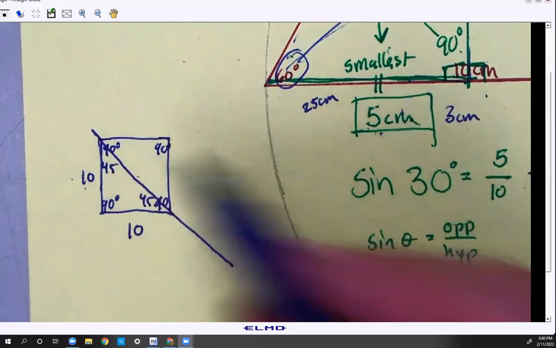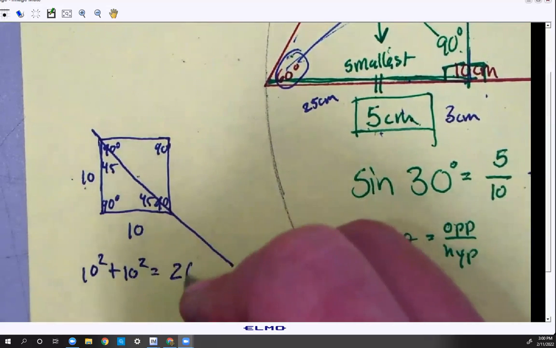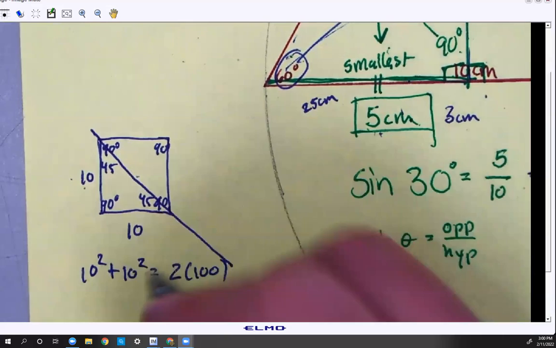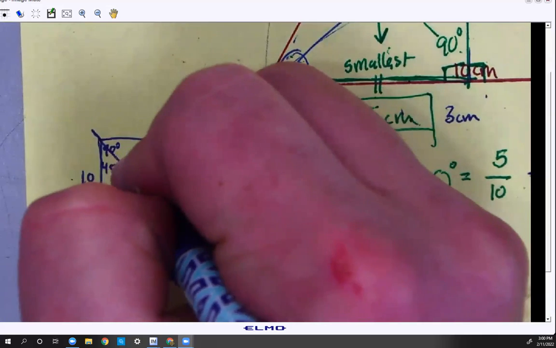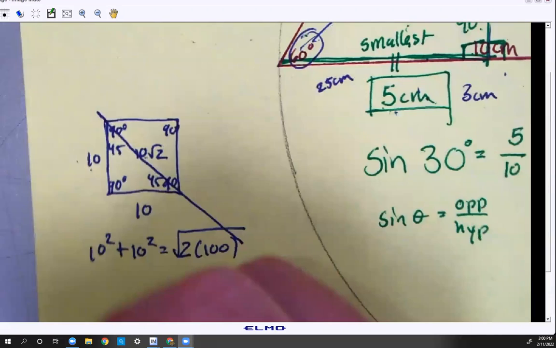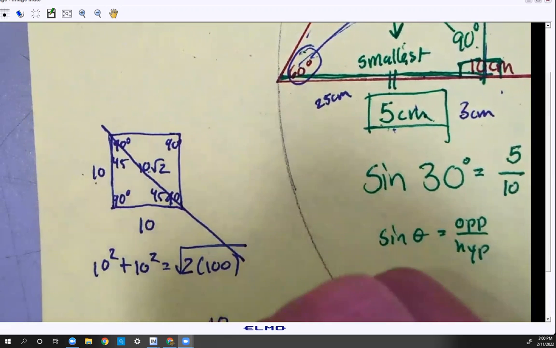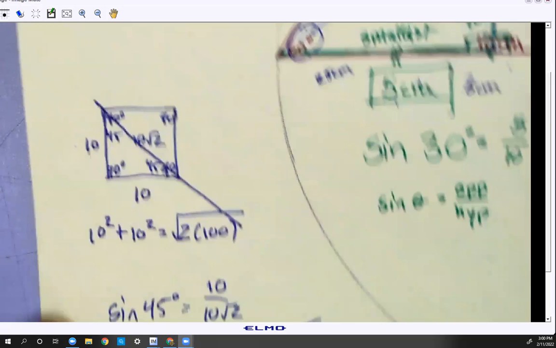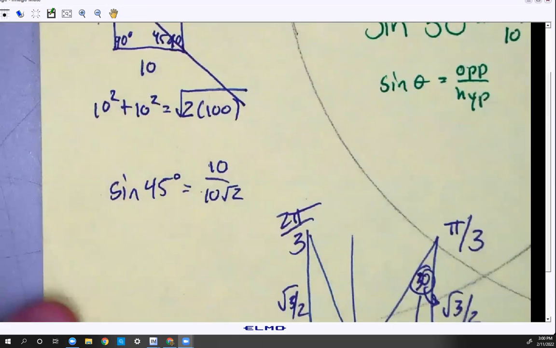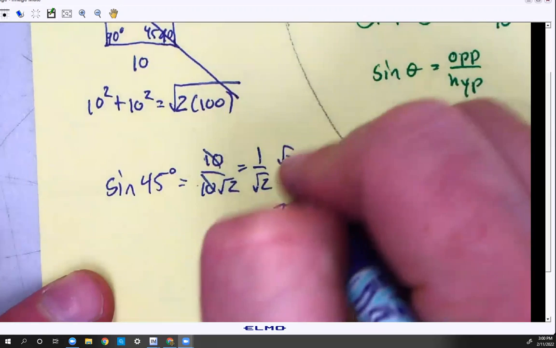So how long is the hypotenuse? Well, if we do the Pythagorean theorem, we get 200. So when we take the square root of that, we get 10 root 2. So the sine of 45 degrees is 10 over 10 root 2. Now we've got a lot of cleaning to do. I don't like the 10, so I'll reduce that. We need to rationalize the denominator.